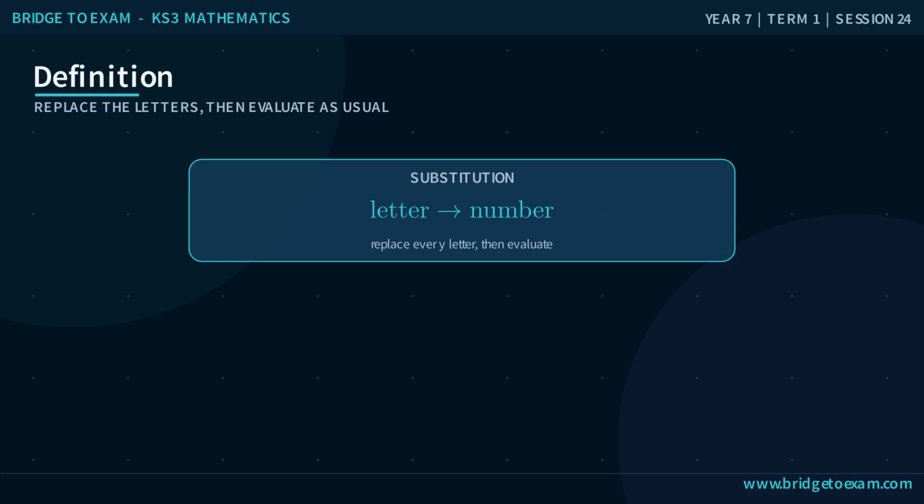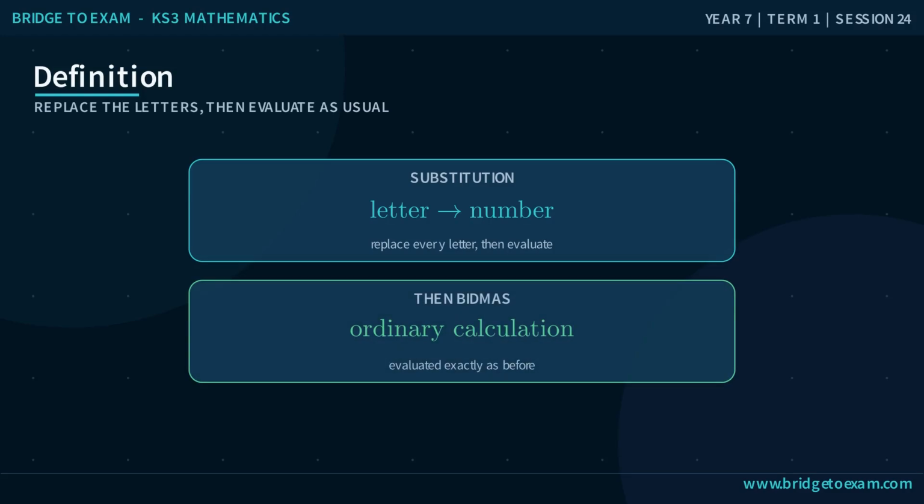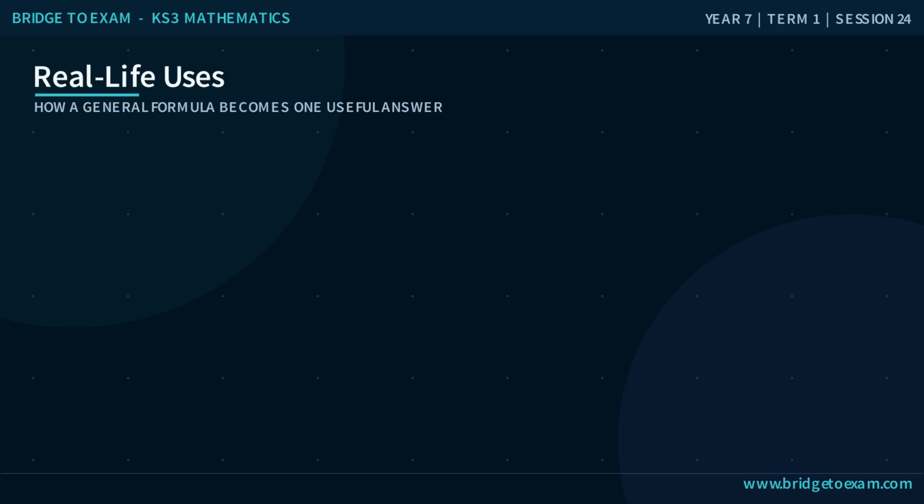Substitution means replacing every letter in an expression with a specific number, then evaluating the result. Once the letters are replaced, it's just an ordinary calculation, evaluated with BIDMAS exactly as before. Substitution is how a general formula becomes one specific, useful answer.